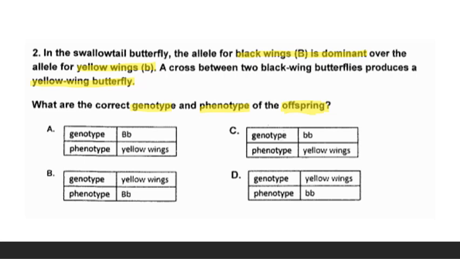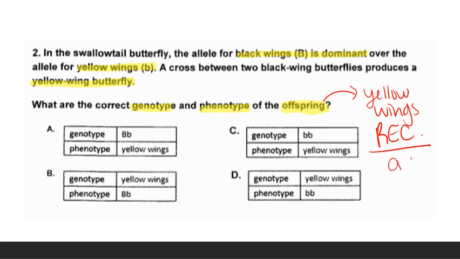So we know for sure that the offspring has yellow wings, which is a recessive trait, which means that even if it had only 1 dominant allele, it would still show a dominant trait. So we know that its genotype or its allele pairing has to be homozygous recessive, which in this case they're wanting us to use B, so we can use the letter B instead.